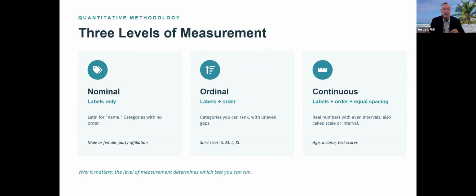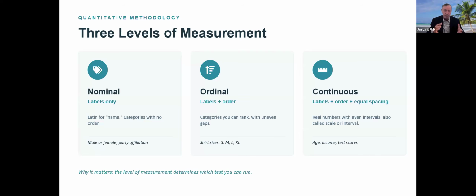Nominal is name only. It's really just, as I say here, male, female, party affiliation, Republican, Democrat, Independent, if there are any independents these days. And so it's just names and labels. Okay, there's no hierarchy to be had.